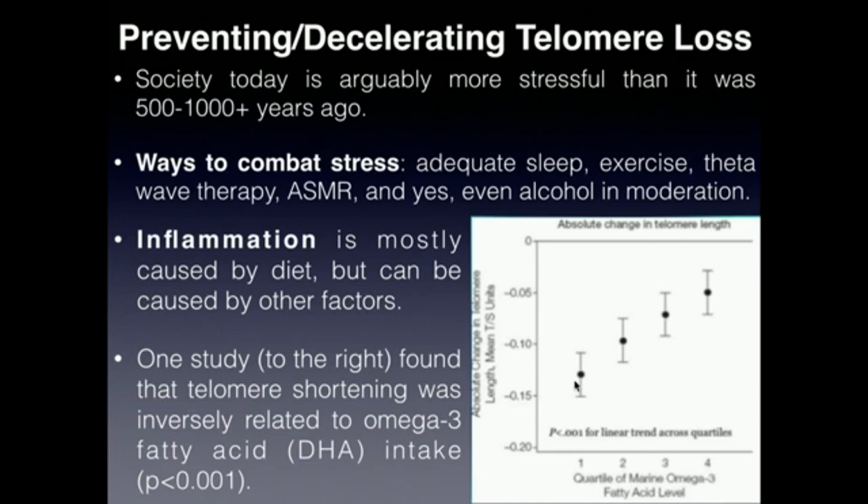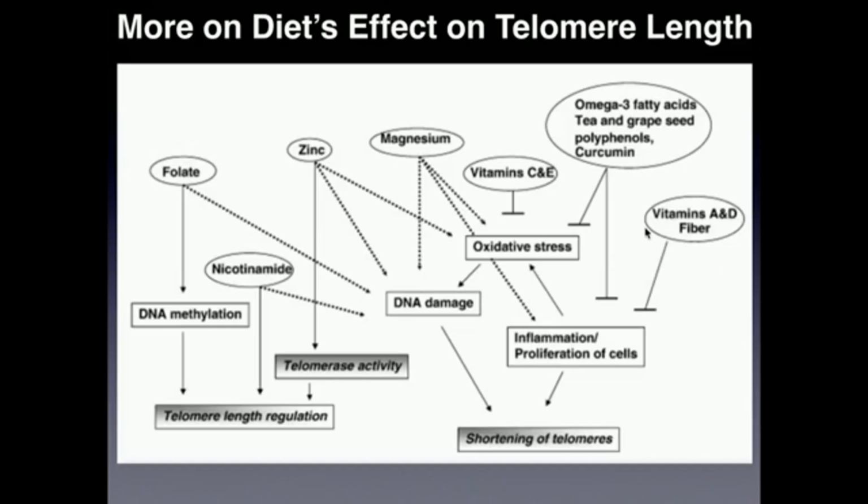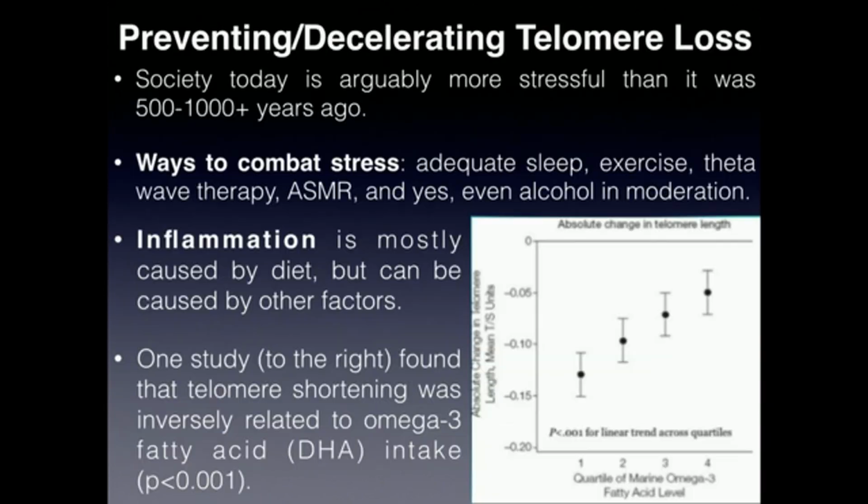But what they found is that the amount of DHA that was taken was inversely proportional to the shortening of the telomeres. In other words, the more DHA and omega-3s that you took, the slower your telomeres were shortening. Which makes sense given what we've already talked about. You don't want inflammation because inflammation causes your telomeres to shorten more quickly. Anti-inflammatories such as omega-3s, DHA, and some vitamins such as vitamin C, A and D, and so forth, will actually slow the shortening of your telomeres. Okay?